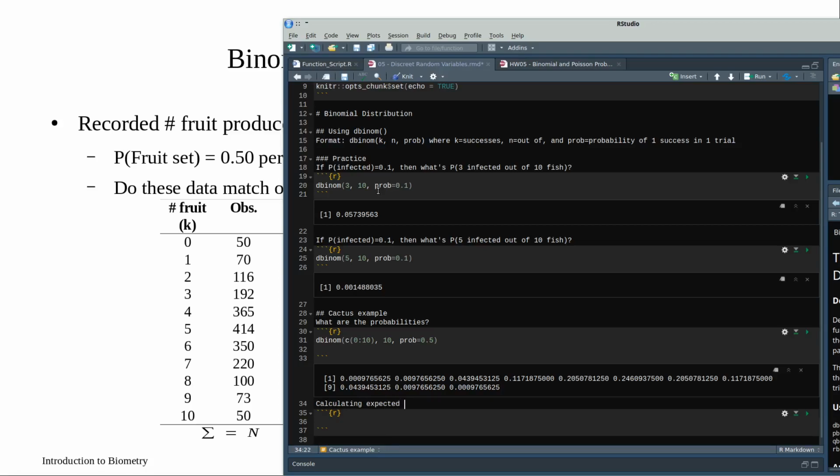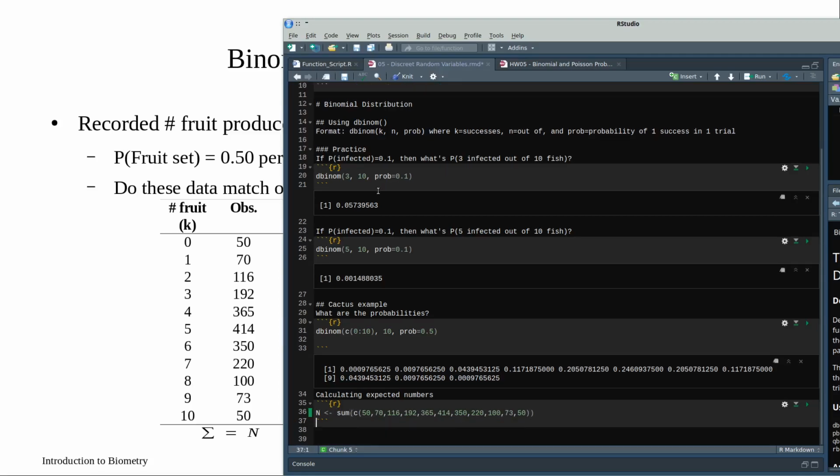So we're going to calculate expected numbers. I'm going to do big N. This will be the vector 50, 70, 116, 192, all of these numbers. And what we want is the sum of that vector. And I'll check it.